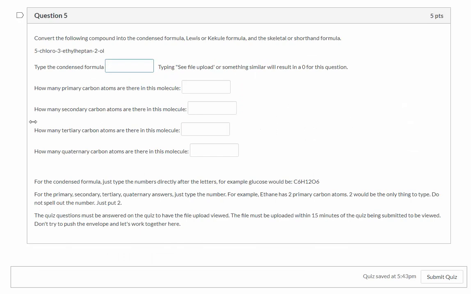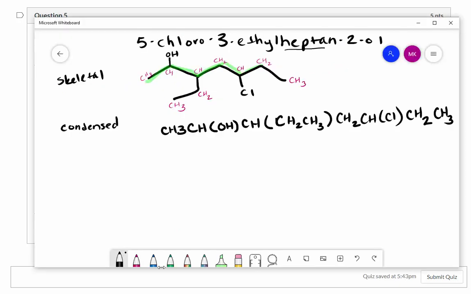And you're going to have to enter that here into the system. And when you do that, smush everything together, no spaces, use correct capitalization, just put the numbers directly after the atoms, put the parentheses in, whatever you need, but just smush it all together. Remember, I do grade all of these assignments manually.